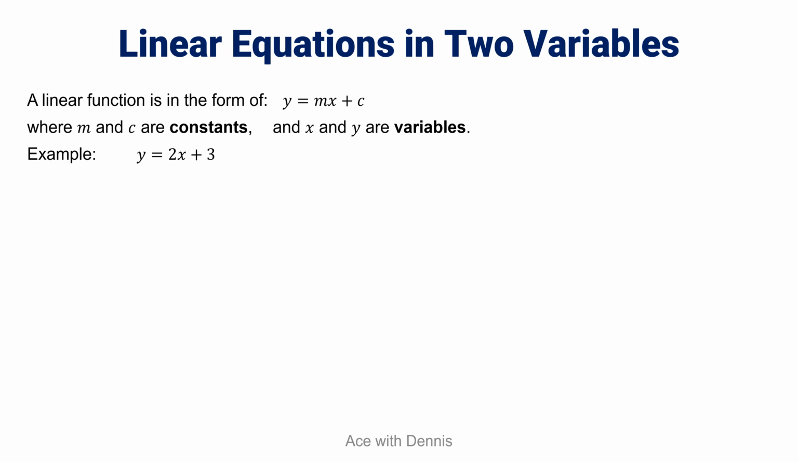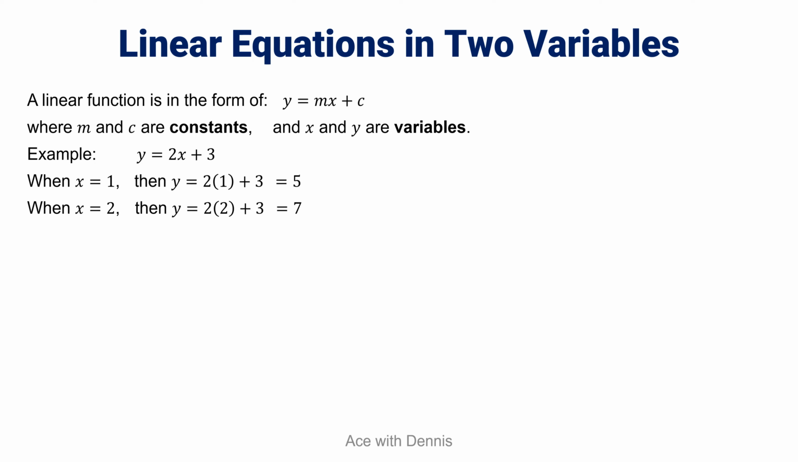So here's an example. y equals 2x plus 3. This is a linear function, and when x equals 1, then y will be 2 times 1 plus 3. This is where we substitute x equals 1 into the equation. Then we calculate the value, so y is equal to 5. Now, if we change the x value to 2, then the y value will change as well. To calculate the y value, you just substitute x equals 2 into the function. It becomes 2 times 2 plus 3, and the value is 7.